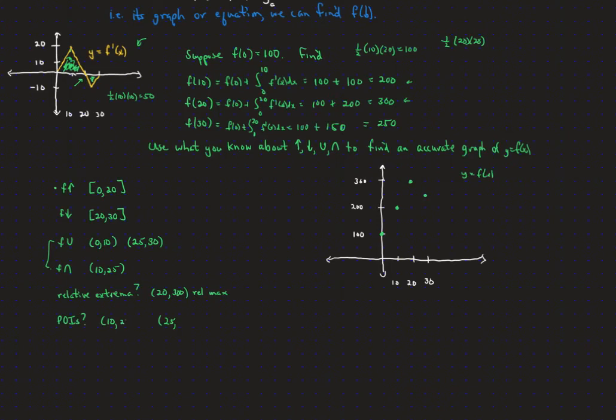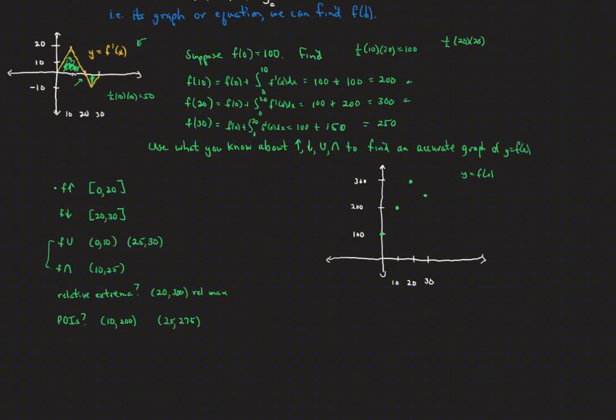At 10, we know the y-coordinate is 200, and at 25, I guess we don't know that one, but we can figure it out. Oh, we do know, no, that was 30. At 25, what will that be? We are going to be subtracting off 25 from the 300, so I think that's going to be 275. Okay, so let's see, for the shape, I think we can get it there.